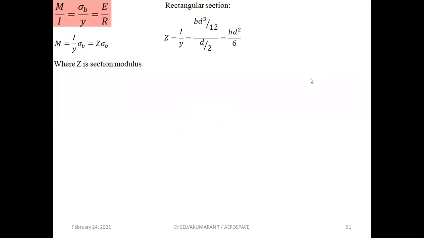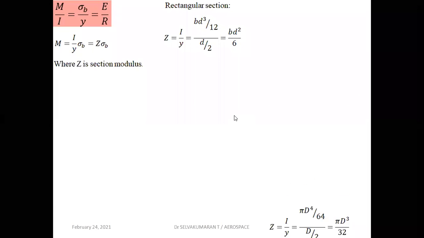For a rectangular section, we can write the section modulus as I by Y, where I is BD cube by 12, B is the width, D is the depth of the rectangle, and Y is nothing but the total depth divided by 2, that is D by 2. If you simplify, you get the section modulus Z for a rectangular section as BD square by 6.